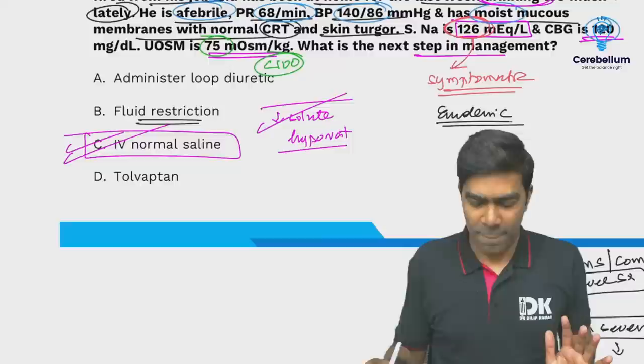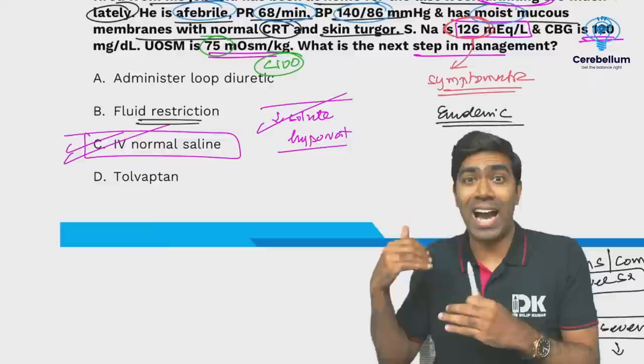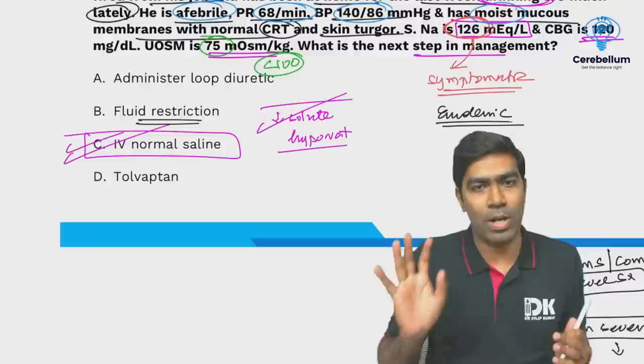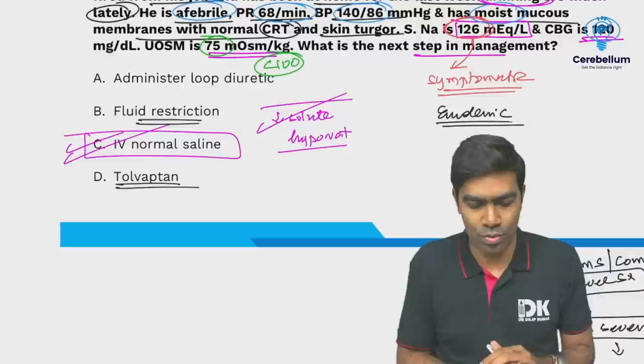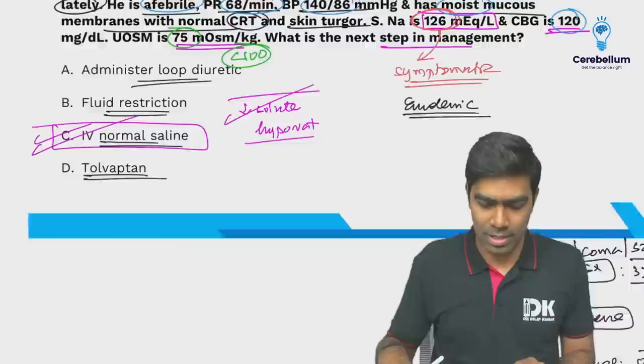So what will be the features of SIADH? SIADH will have high urine osmolality and high urine sodium with a low serum osmolality and low serum sodium. Whenever you see these opposite arrows, think about SIADH in the exam. There you can try fluid restriction, and Vaptans also, aquaretics also. Loop diuretic I'll administer only in patients with a hypervolemic state. Fluid restriction with loop diuretic is the treatment of hypervolemic hyponatremia, not here. The right answer for this is IV normal saline. It's a simple question, even though it has a lot of concepts behind it.